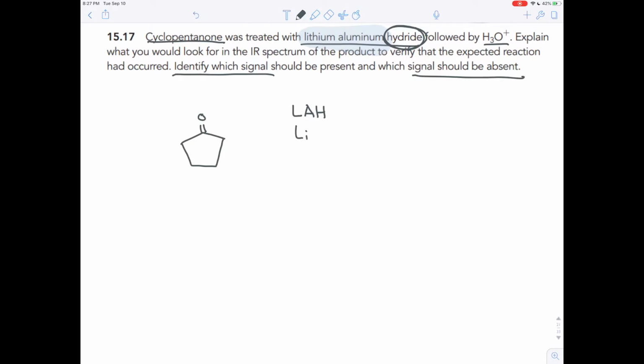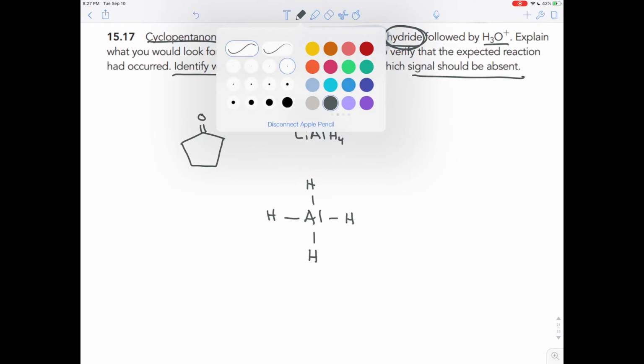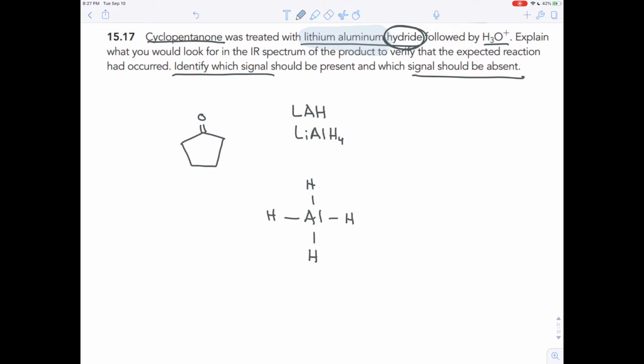Usually your book gives you this as LAH, lithium aluminum hydride. Another way you may see it is LiAlH4. That gives you more of an idea of what it looks like. You have an aluminum in the center bonded to 4 hydrogens. Aluminum, a metal, has very low electronegativity. It gives its electrons away and becomes slightly positive. What does it give its electrons to? All of the other hydrogens. And so hydrogen, which you don't normally think of as an electronegative element, becomes a nucleophile, slightly negative.